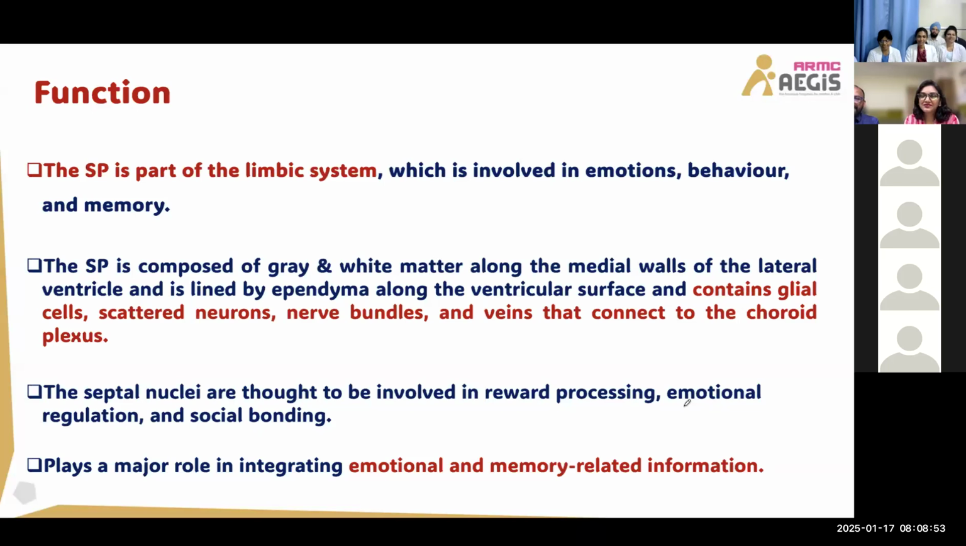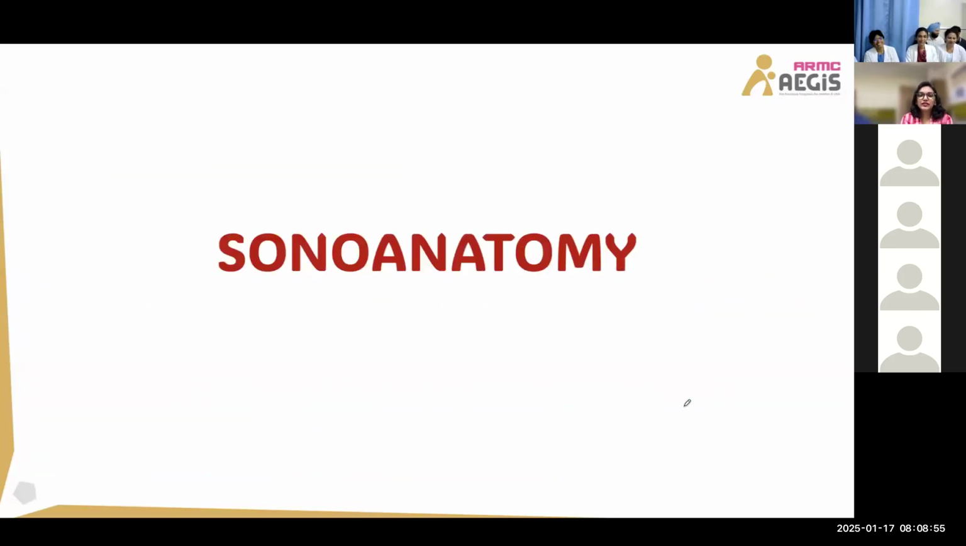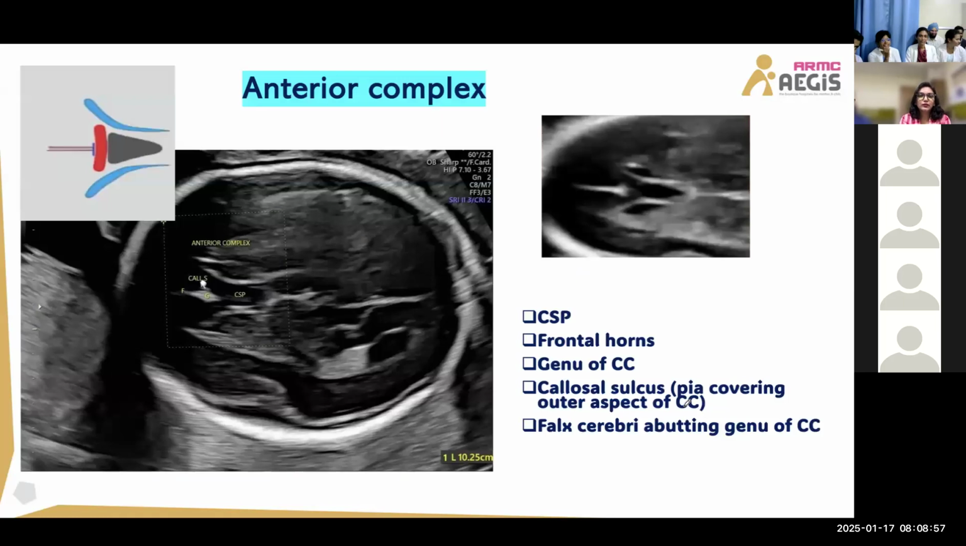You proceed, ma'am. So now proceeding with the sonoanatomy part, let's begin with the most important structure, that is the anterior complex, which constitutes the middle cavum septum pellucidum, which is bounded by the septal leaflets in close opposition with the two frontal horns of the lateral ventricles, and it continues anteriorly with the genu of the corpus callosum, the callosal sulcus, which is nothing but the pia covering the outer aspect of the CC, and the falx cerebri abutting the genu of the corpus callosum.